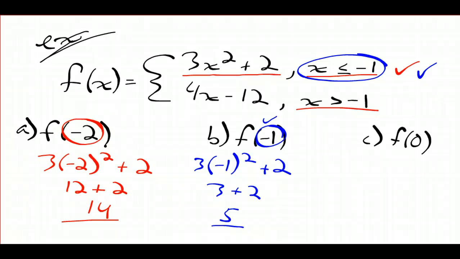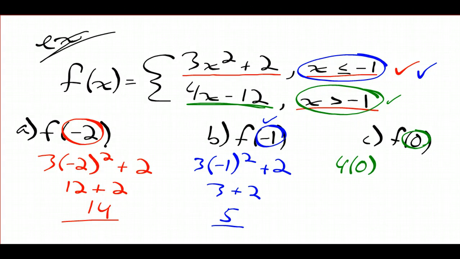Last one over here, I have f of 0. 0 is bigger than negative 1, so this is the only one that I'm going to use the bottom function for. And I'm only going to use the bottom function to solve it. So I have 4 times 0 minus 12. Well, 4 times 0 is 0, so all I'm left with is negative 12.